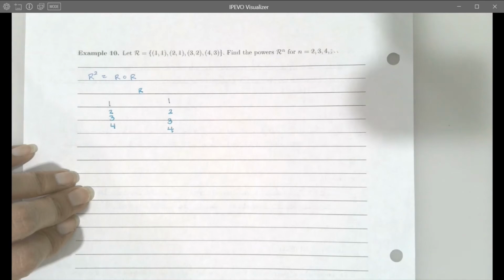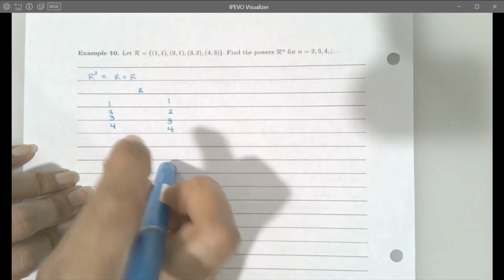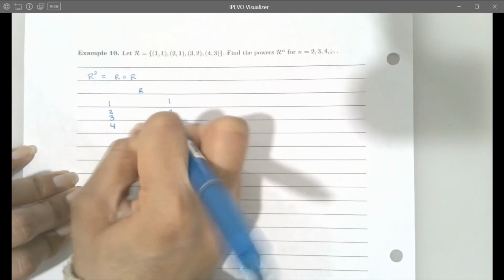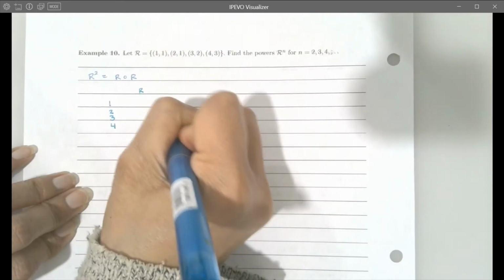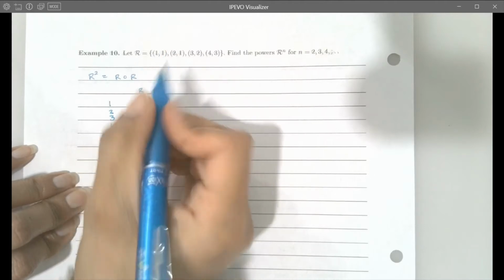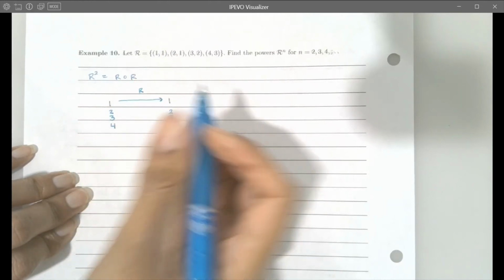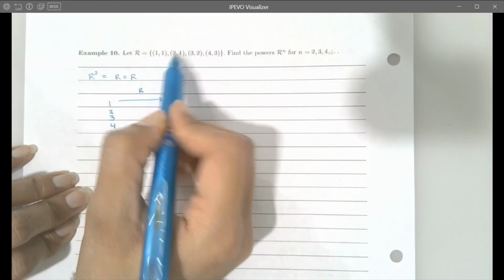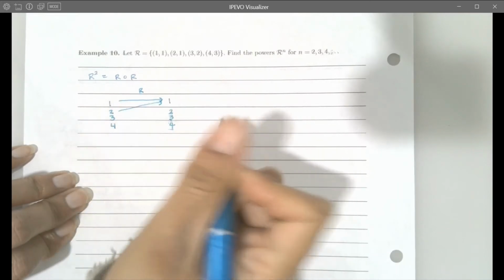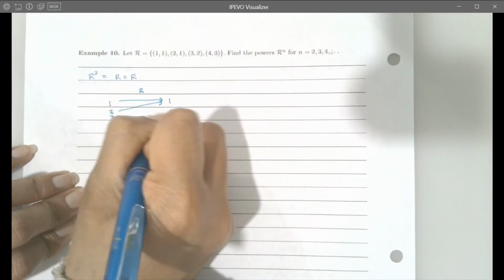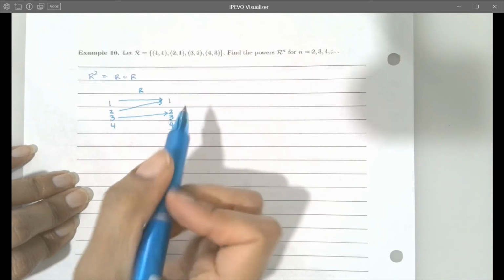because if you recall, the powers of n are defined over relations that take the same set as inputs to outputs. So 1 gets mapped to 1, and then 2 gets mapped to 1, and then 3 gets mapped to 2, and then 4 gets mapped to 3.